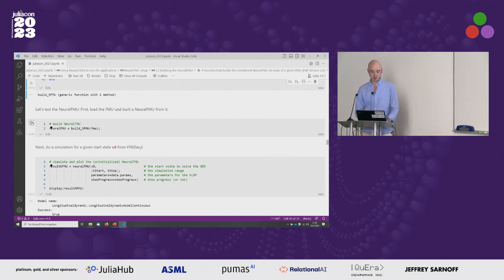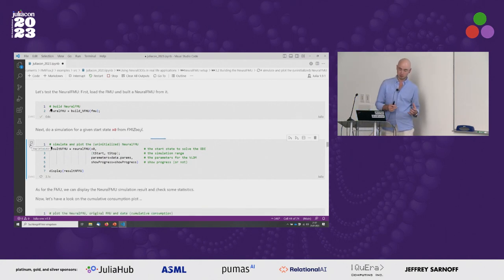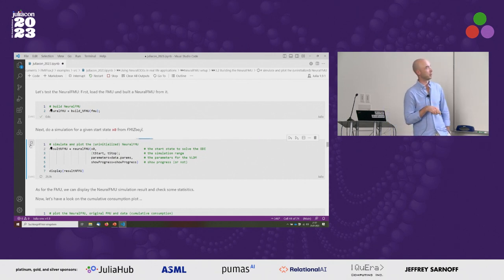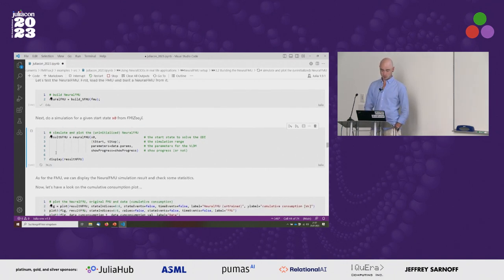So let's check out what our neural FMU is doing. We call our build neural FMU function, and we can simulate the neural FMU just as any other ODE in Julia or as the FMU we saw before. We are giving the neural FMU a start state x0, starting and stopping time. The parameters for the FMU, so not the training parameters, these are the parameters for the FMU, so the three locations to the characteristic maps, and whether we want to show the progress bar or not. And this is simulating.